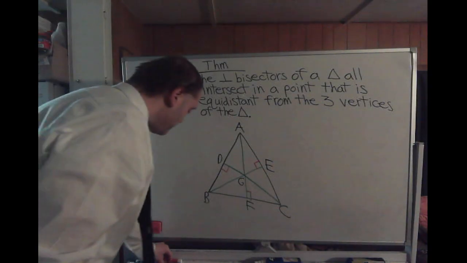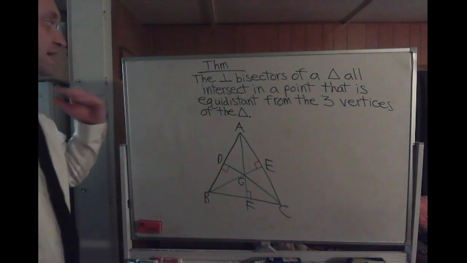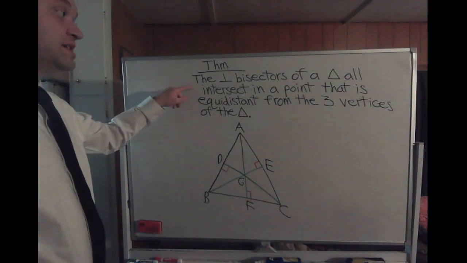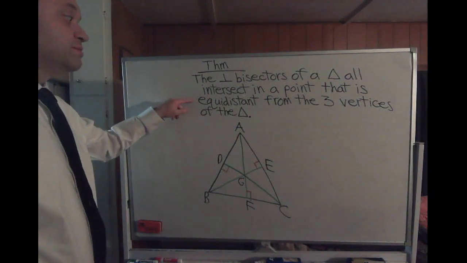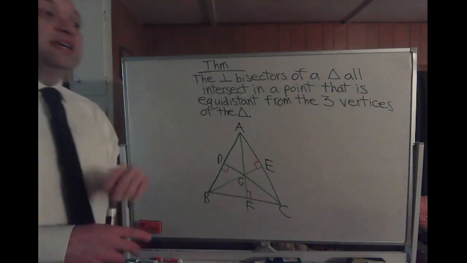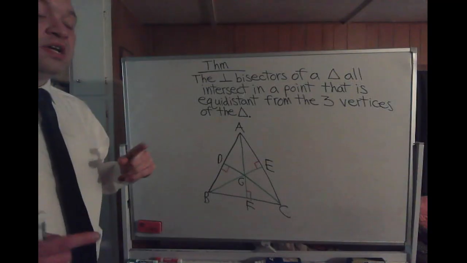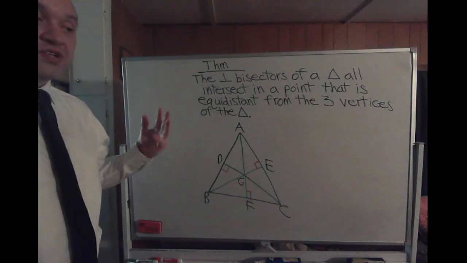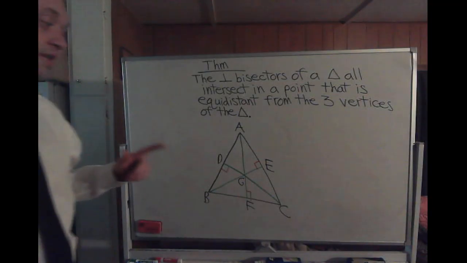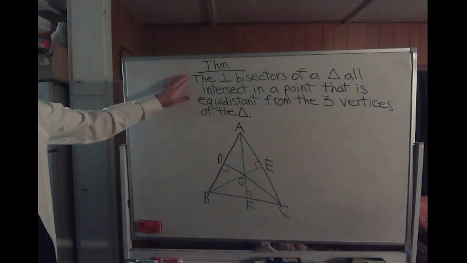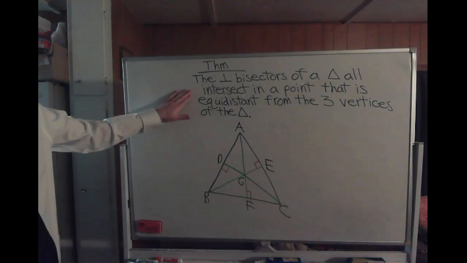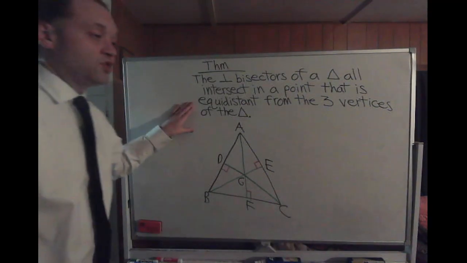This theorem states that the perpendicular bisectors of a triangle all intersect in a point that is equidistant from the three vertices of the triangle. The last theorem stated that the angle bisectors of a triangle all intersect in a point that is equidistant from the three sides of the triangle. This one is different: the perpendicular bisectors of a triangle all intersect in a point that is equidistant from the three vertices of the triangle.